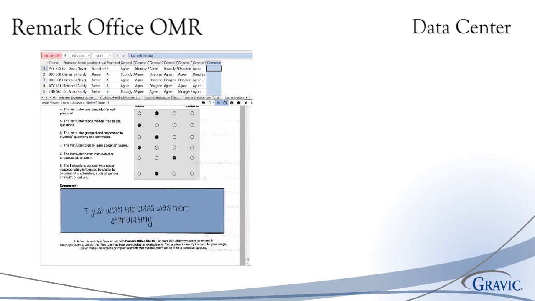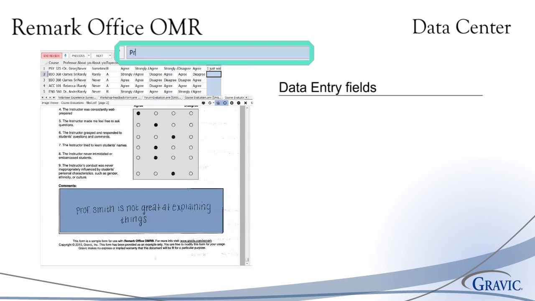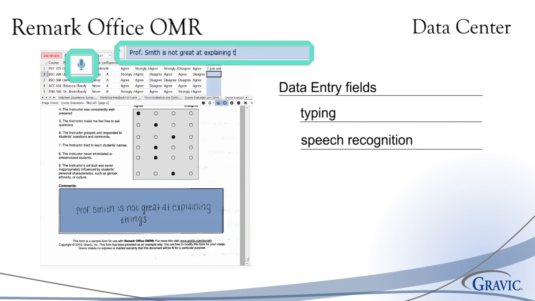When image regions are set as data entry fields, they can be handled in two different ways, either by typing in the handwritten information or by using the speech recognition tool. This allows the user to speak the handwritten text for faster data entry.